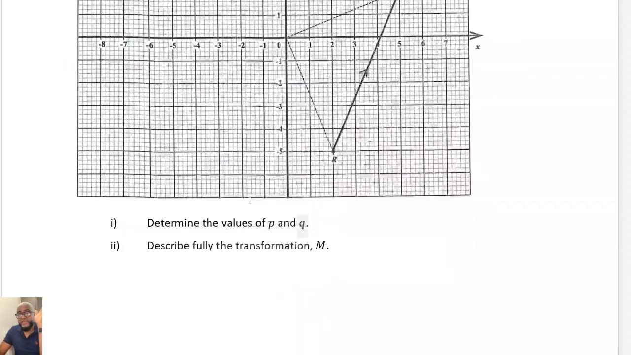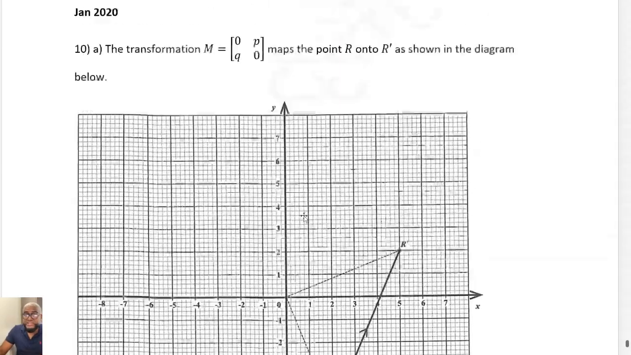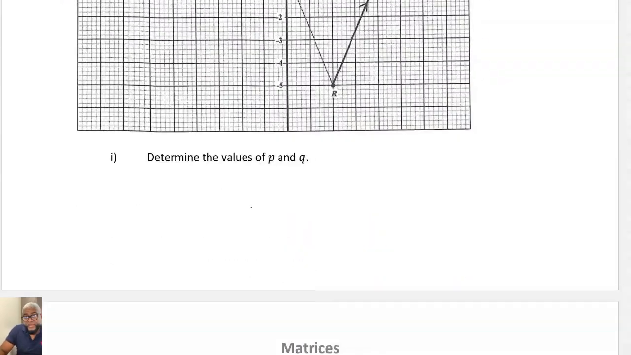So what's going on? This is what you need to be able to analyze. They said the matrix M maps R onto R prime. So what's going to happen? R prime is going to be equal to the matrix M multiplied by R.